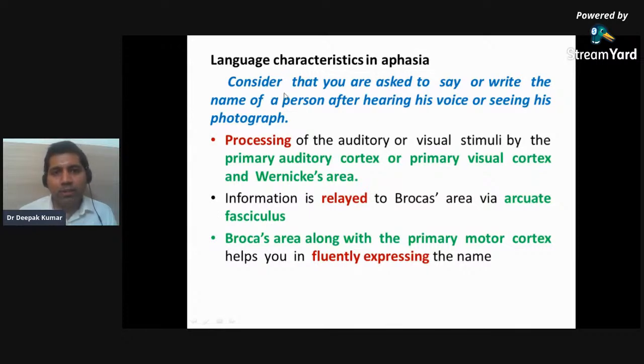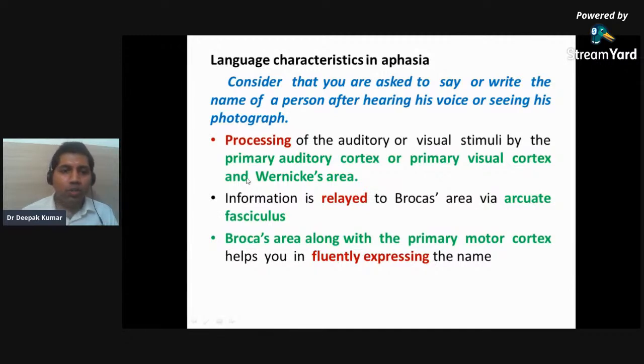Now consider that you're asked to say or write the name of a person after hearing his voice or seeing his photograph. On this module, you could just see his picture. That's how you could answer. You can't hear Einstein's voice, but after seeing his picture, if you figured out he is Einstein and wrote something, you've done that part of the work. So let's see what happened. First, there was processing of the auditory or the visual stimuli. In this case, the picture is a visual stimulus.